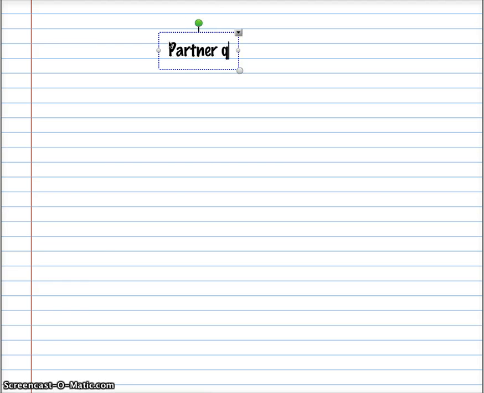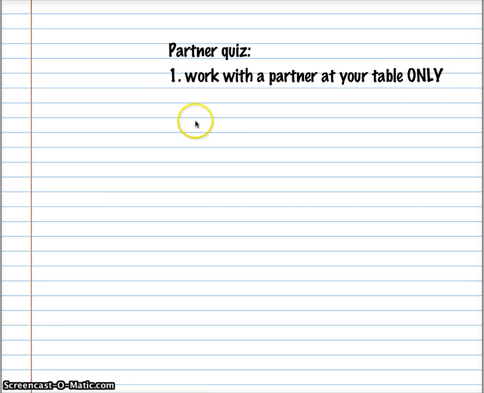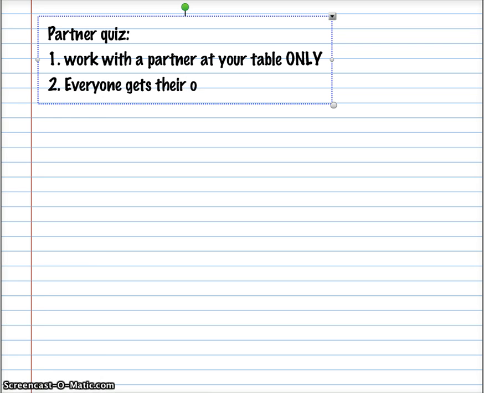Partner quiz. One, you get to work with a partner at your table only. Everyone gets their own quiz. Two, everyone gets their own quiz, but you can work together. You can put all the same answers if you'd like to, but everyone's going to get their individual grade. You just can work with each other.